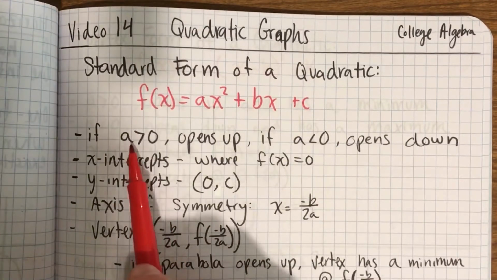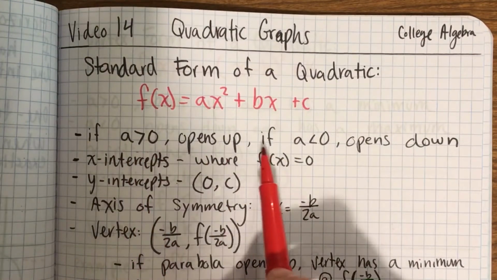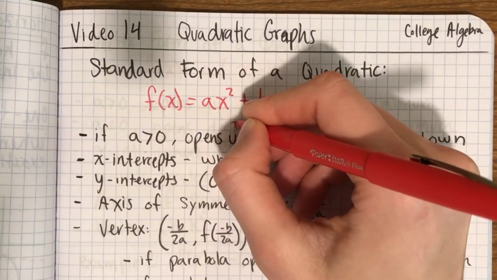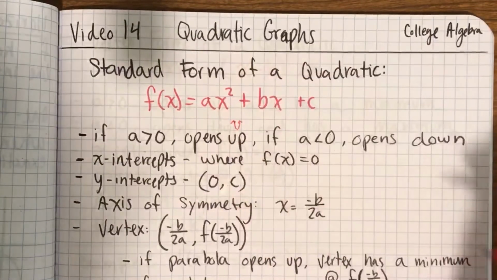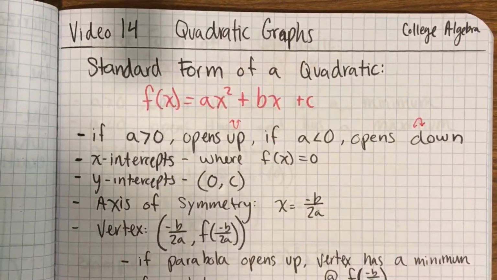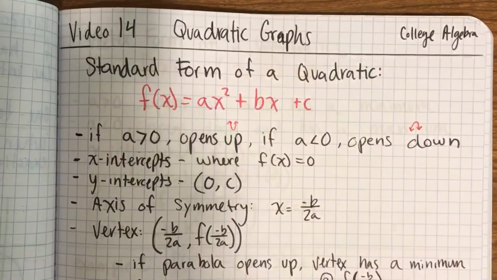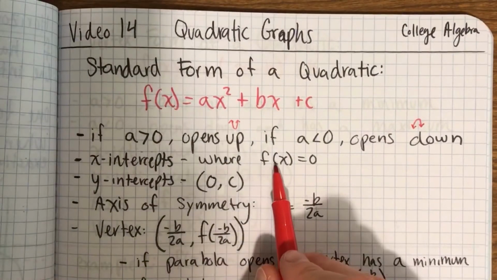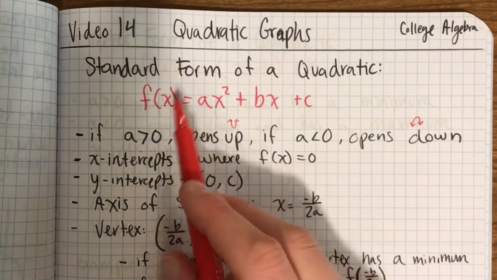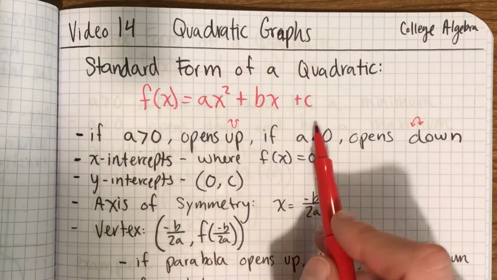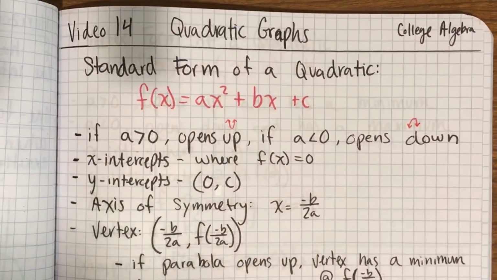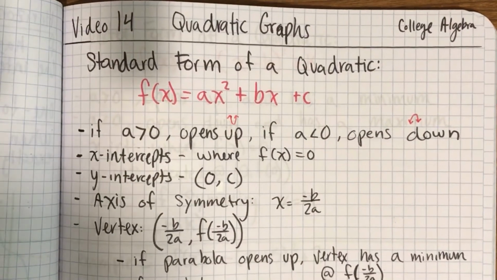Remember, if that a is greater than 0, the graph is going to open up, kind of like a smiley face. If a is less than 0, it's going to open down like a frowny face. The x-intercepts are when the function f of x equals 0, so plug in 0 for f of x and solve for x. Your y-intercept will be your c value. So with our standard form, that's really easy to find, which is pretty cool.